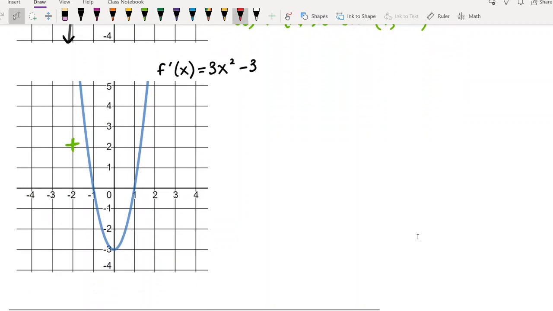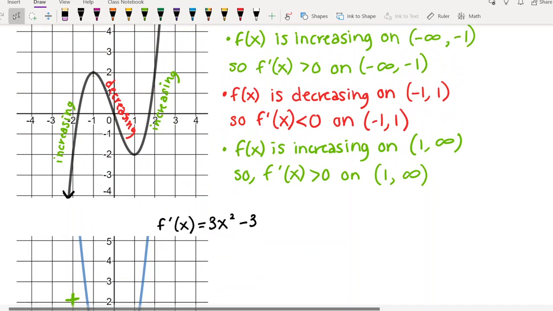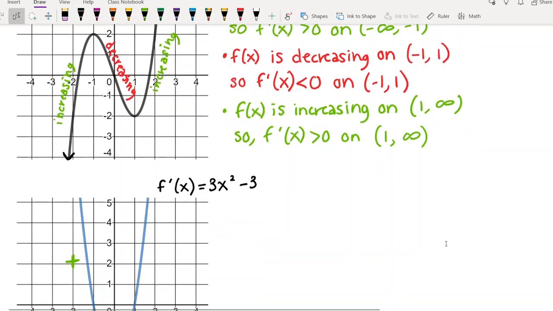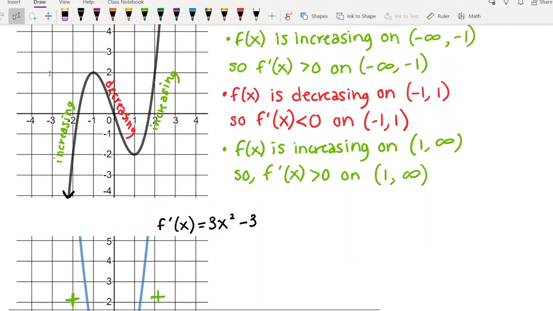And then here we saw that our original function was decreasing from -1 to 1. We can see that that's exactly the part of the graph where the derivative is negative, right? It's below the x-axis. We're not thinking about whether the derivative is going up or down. We're just thinking about whether it's positive or negative. And then, again, we see that the derivative is above the x-axis. It's positive from 1 on, and that matches up with where this function's increasing again.